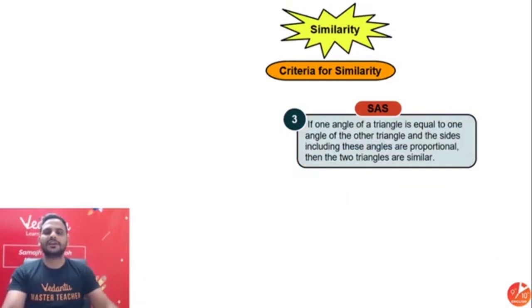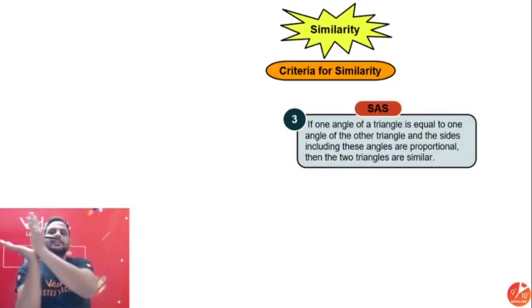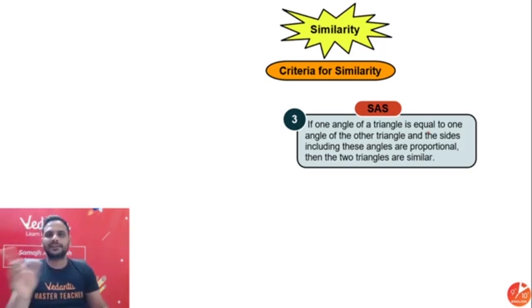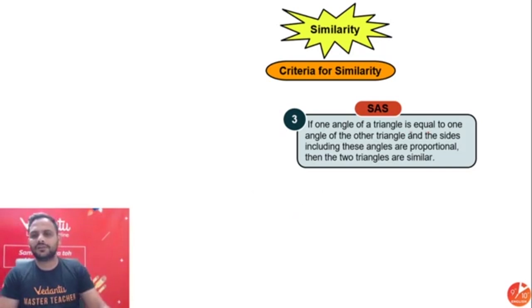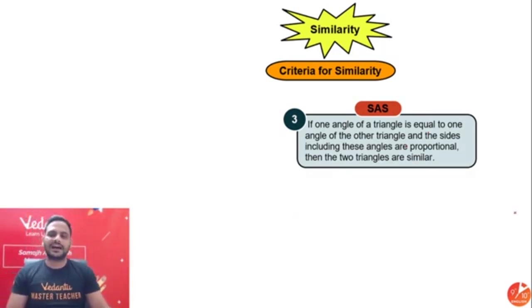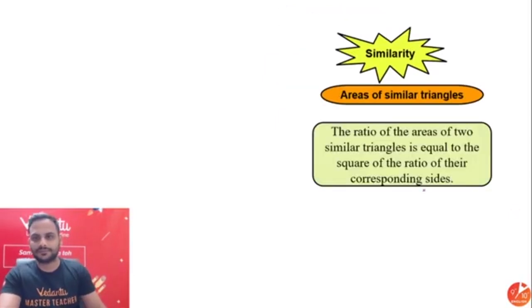And side angle side: the ratio of two sides with the corresponding sides of another triangle, and the angle between them must be equal, as the name suggests. So one angle of a triangle is equal to one angle of another triangle, and the sides including these angles are proportional. Triangles will be similar.